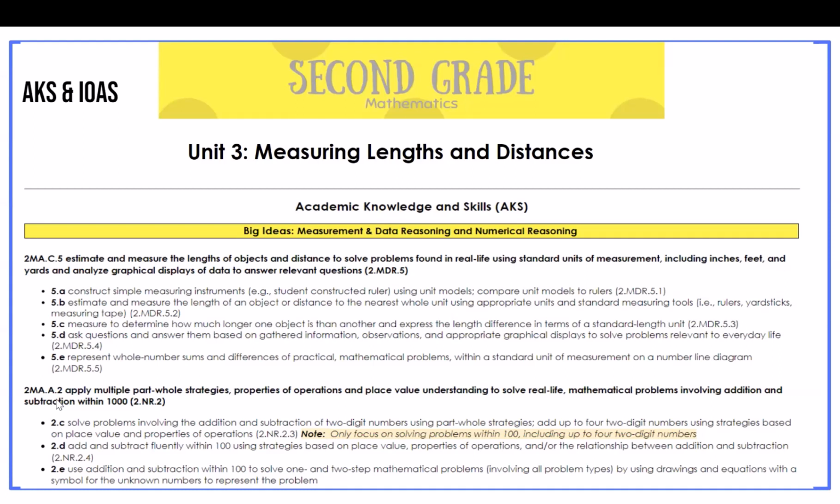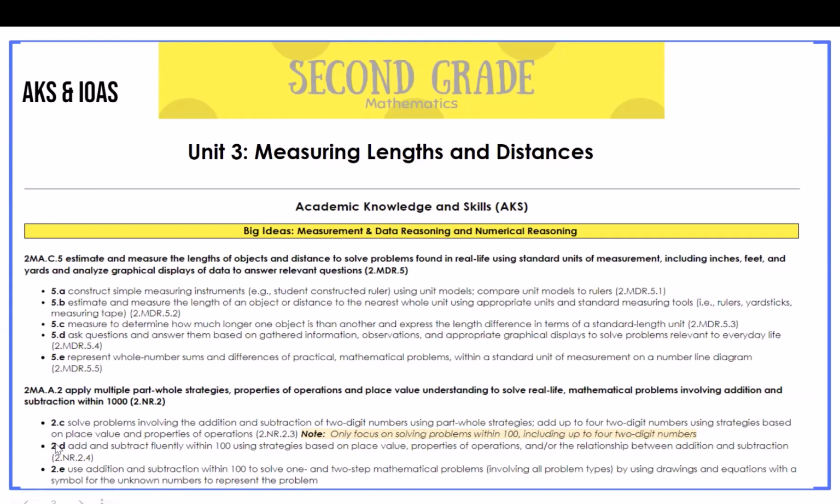They will also use drawings, objects, and equations with a symbol for the unknown to solve 1- and 2-step word problems. IOA 2C, 2D, and 2E will be clustered together in our suggested pacing.